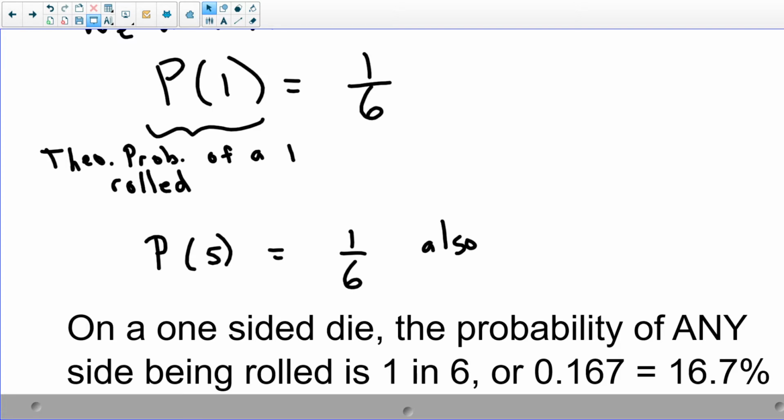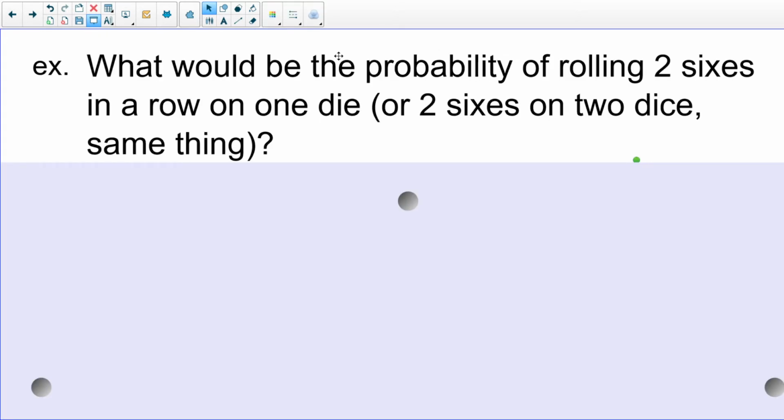Now, these probability trees can be used for more and more complex scenarios. So for instance, what would be the probability of rolling 2 6s in a row on one die? Now, one thing to try to understand is rolling 2 6s in a row on one die would actually be the exact same probability of rolling 2 6s on 2 dice at the same time. Okay? So you can use this exact tree for scenarios where you're rolling either multiple dice or one die.